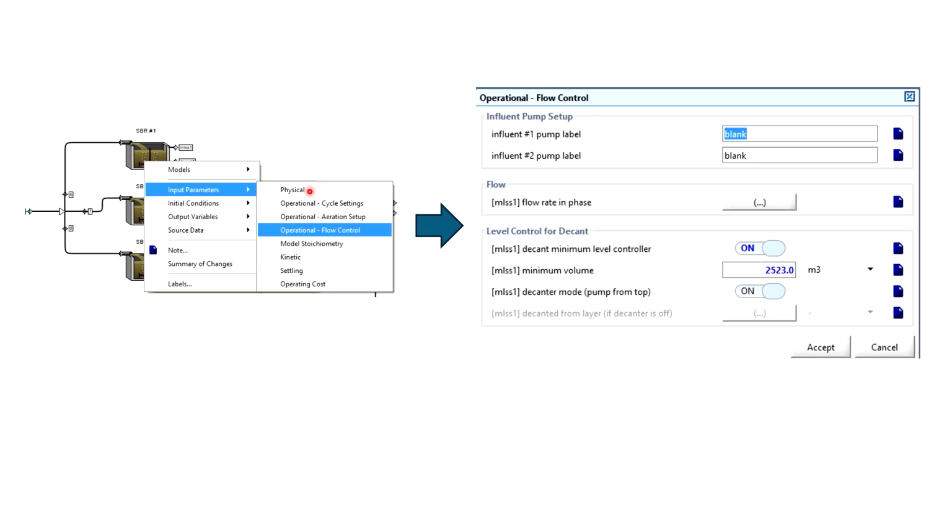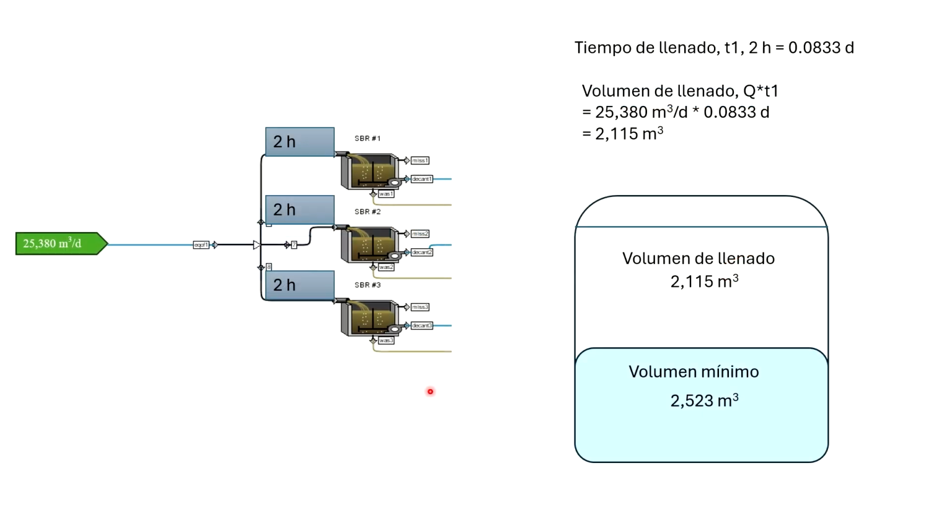Regarding the reactor's flow control, it is vital to define at least the minimum operating volume. In this example, it is 2,523 cubic meters, with an inflow of 25,380 cubic meters per day, and a filling time of 2 hours. Each reactor receives 2,115 cubic meters per cycle in this time. Therefore, the useful volume of the reactor is the sum of the minimum volume of 2,523 cubic meters plus the filling or working volume of 2,115 cubic meters.